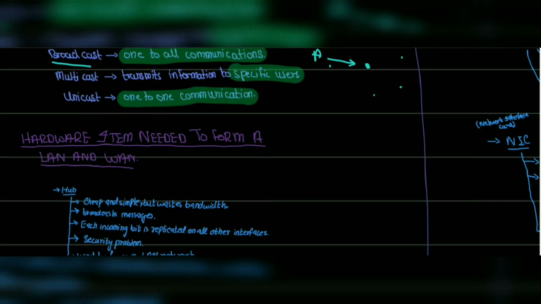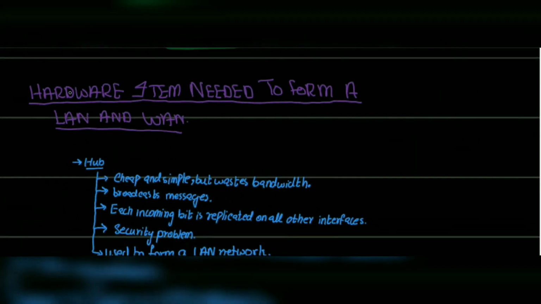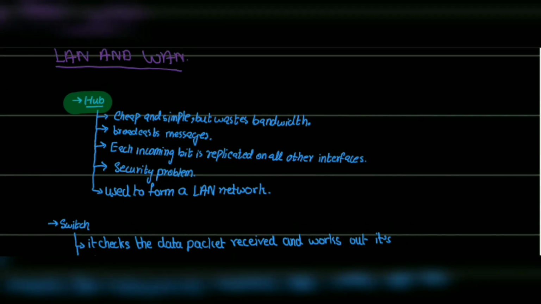Then what we have here is the hardware items needed to form a LAN and a WAN. We are focusing on the hardware. What hardware is required to make a LAN or WAN? One of them is the hub. A hub is like a router that tries to transfer the data. If computer A sends data to computer B, that data will first go through a hub, a switch, or a router, one of the three options. For example, if it is a hub, then it will do broadcast.